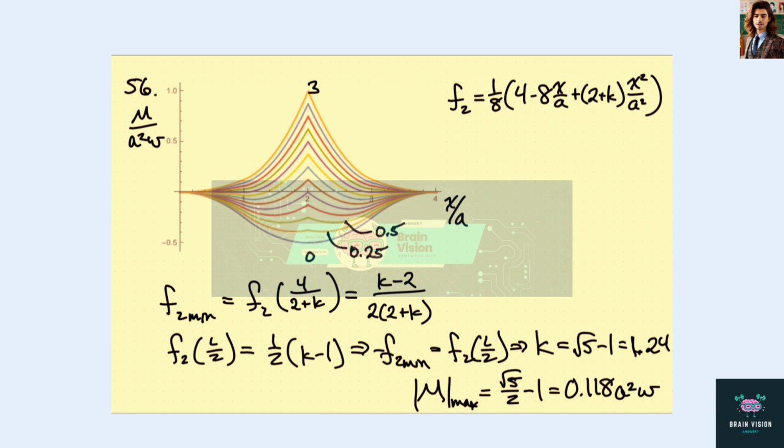And the peak, the maximum magnitude of bending moment, is then square root of 5 over 2 minus 1. Again, we can plug that into here, and that's 0.118 a squared times w.